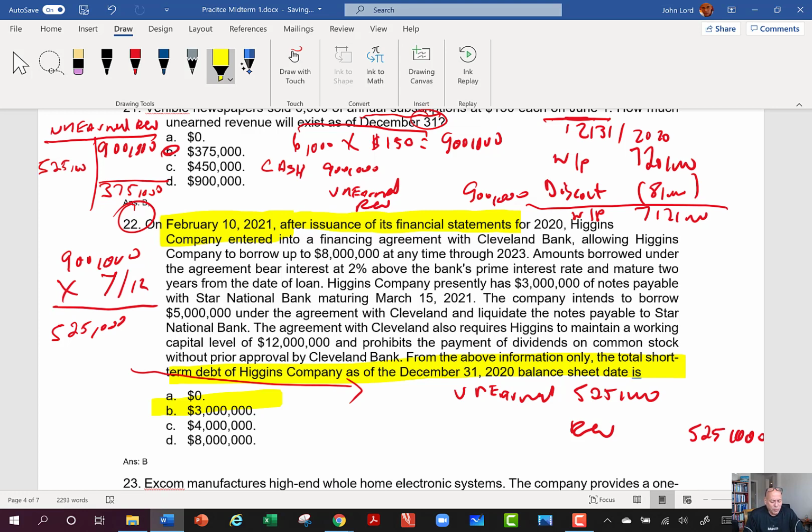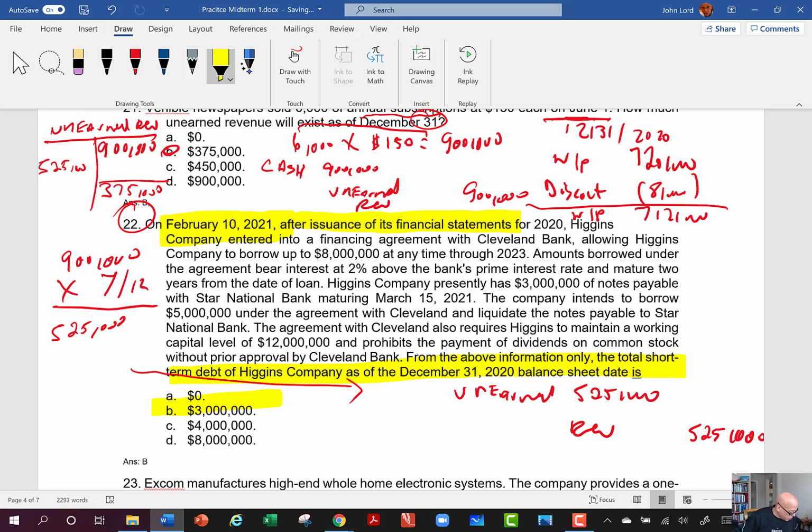So your choices would have been between B and A, and as I said, there was nothing they did. They either had to refinance it before they issued the financial statements, or they would have had to have a contract in place before the balance sheet date. They had neither, so they have to keep that all as a short term.